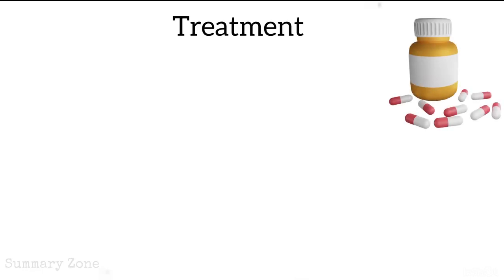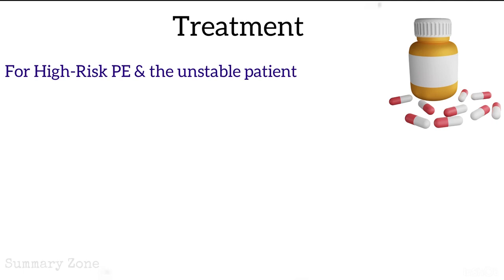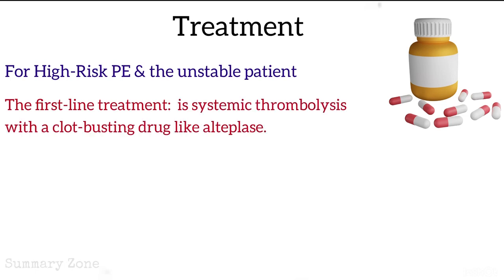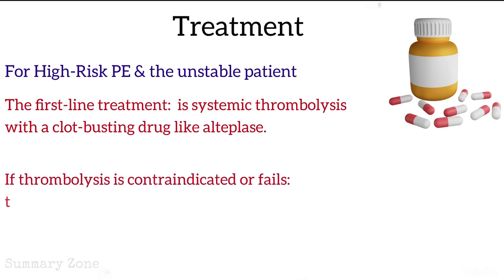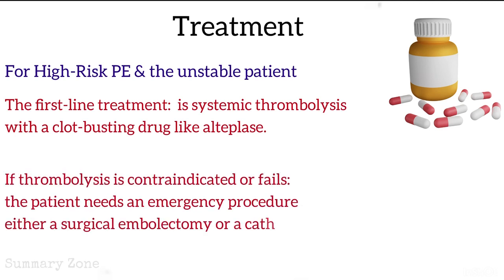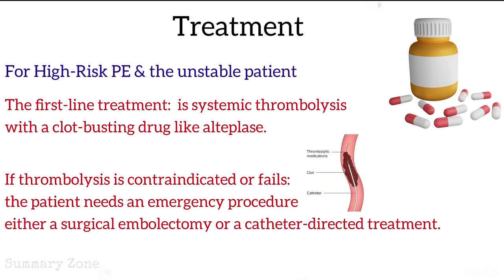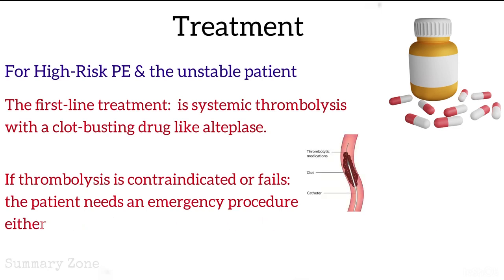Treatment is also completely guided by risk. For high-risk PE, the unstable patient, the goal is immediate reperfusion to remove the clot strain on the heart. The first-line treatment is systemic thrombolysis with a clot-busting drug like alteplase. If thrombolysis is contraindicated or fails, the patient needs an emergency procedure, either a surgical embolectomy or a catheter-directed treatment.